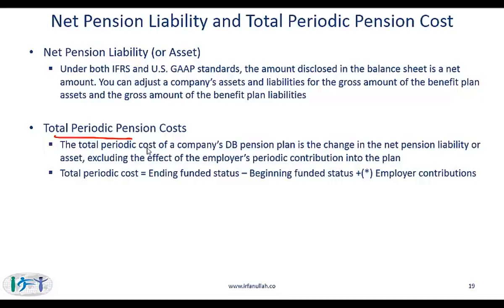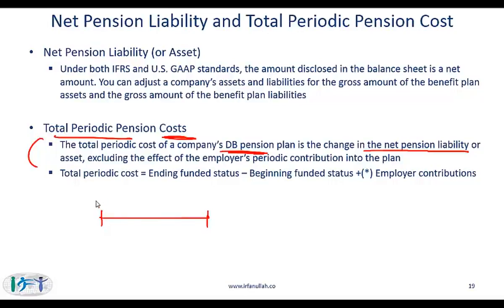Total periodic pension costs. The total periodic pension cost of a company's defined benefit pension plan is the change in the net pension liability or asset, excluding the effect of the employer's periodic contribution into the plan. We've talked about this before. Now, when the curriculum talks about cost over here, it is talking about overall cost, which is allocated both to the income statement and the OCI part of equity.